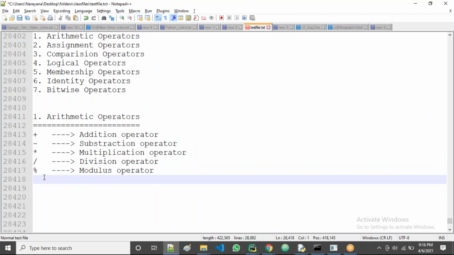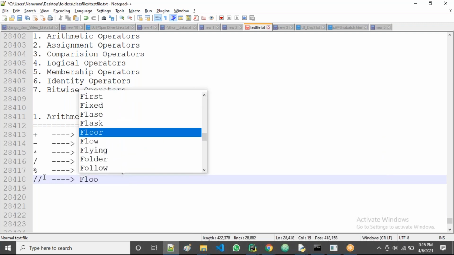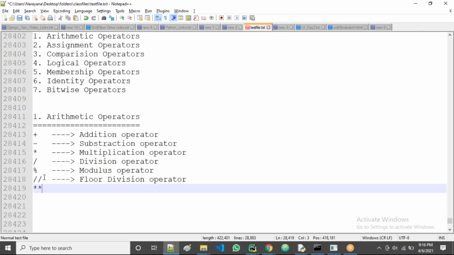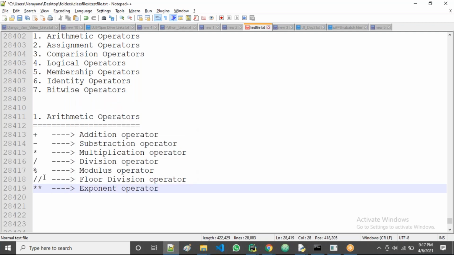Now here, if we take the double slash, then this is floor division operator. Then if we take the double multiplication like this, then which one is this? Exponent operator.